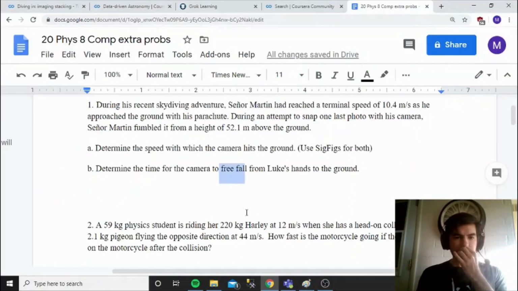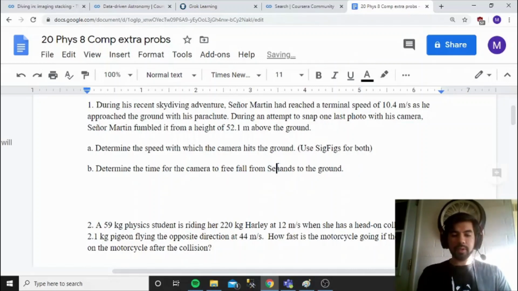So, determine the speed at which the camera hits the ground. Good. Forget about the sig figs. We're not doing that right now. I was very picky about that initially, but honestly, once you start getting into later physics, sig figs are important, but not in this way that we think about them. So determine the time it takes for the camera to free fall from, right, that should be me, Senor Martins. I don't have the Enya there, but that's okay.